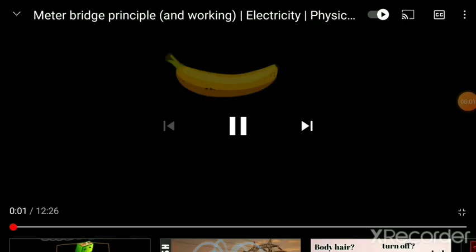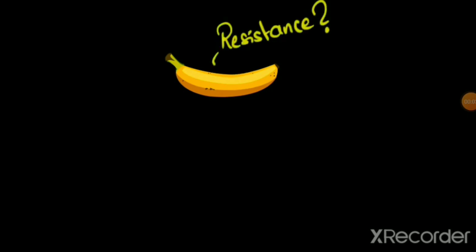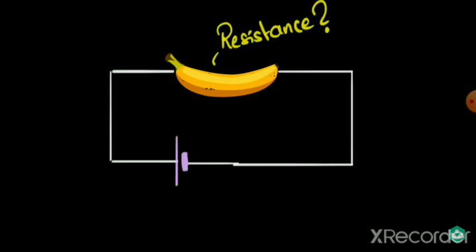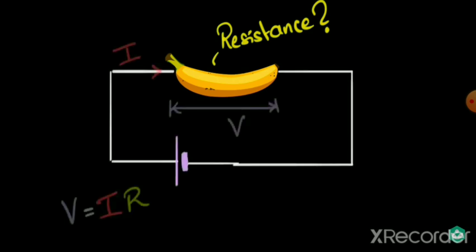I give you a banana and ask you what's its electrical resistance. What do you do? You will look at me in a funny way, but then you will remember Ohm's law. You will say, I'll just hook this up to a battery, calculate the voltage across it and the current flowing through it, and use Ohm's law, right? That's how you can calculate the resistance, isn't it?